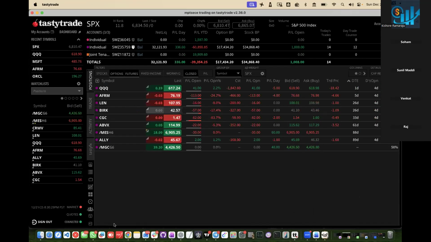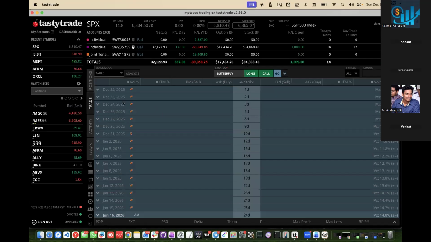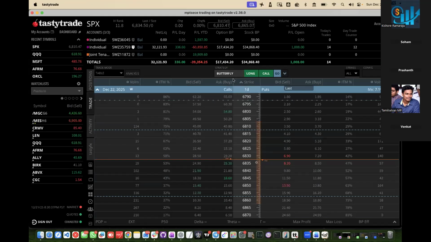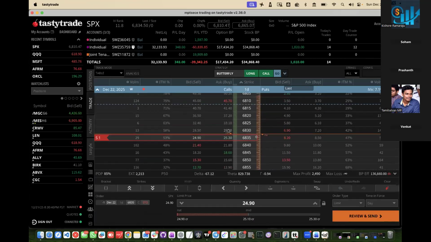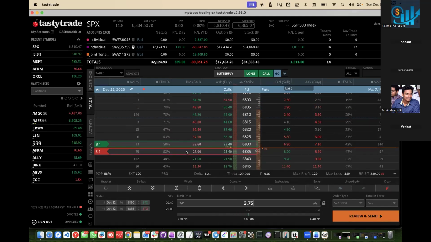Okay. So for example, this is a tastytrade platform, but I do the same with all other platforms. I take, let's say, a vertical spread. I sell the 35 call and buy the 30 on the 22nd Monday expiry. If you see here, I collect 375. So this is a call credit spread.